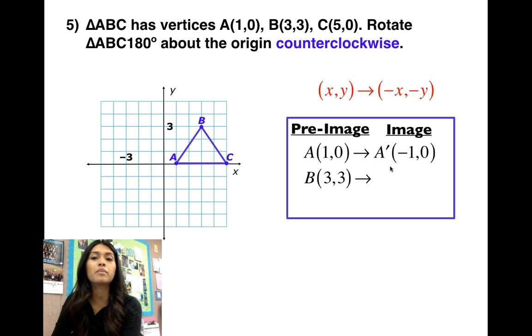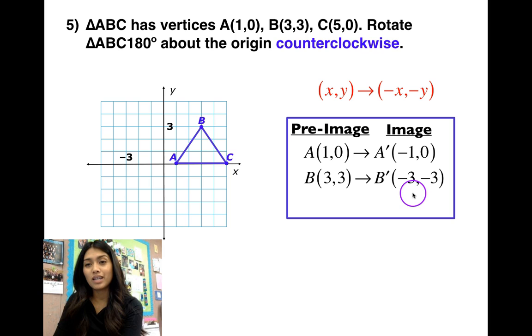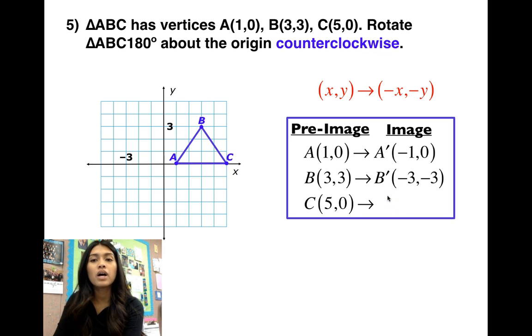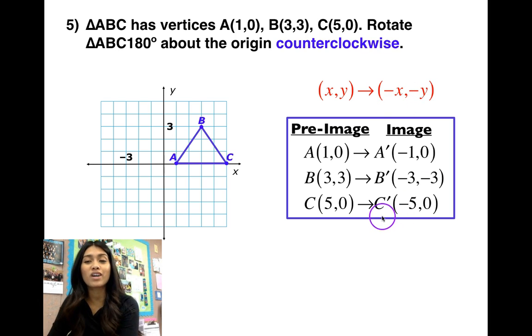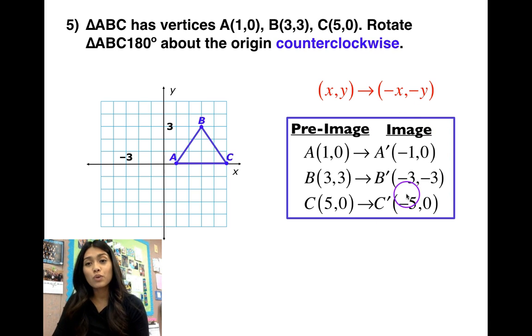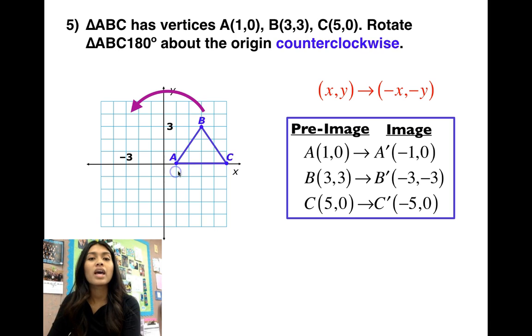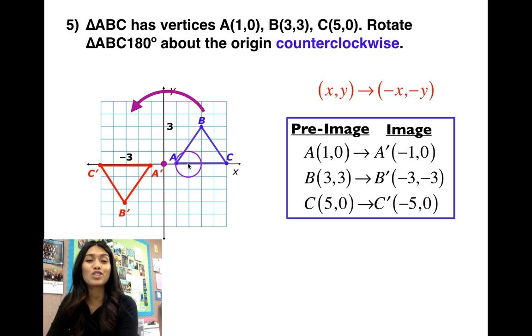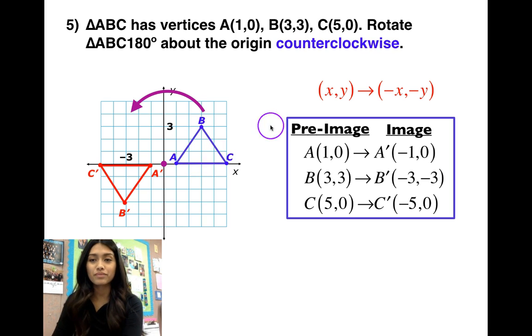Then I'm going to repeat the process. B was 3, 3. So B prime, I'm going to take the opposite of x, which is -3, and the opposite of y, which is also -3, which is going to give me -3, -3. And then last but not least, for C, which is 5, 0, we're going to take the opposite of x, the opposite of y, which gives us C prime as -5, 0. Now once we have these new ordered pairs, you're just going to go ahead and plot these points on your coordinate graph, and then connect the points together, and you will find what the image looks like after the rotation.